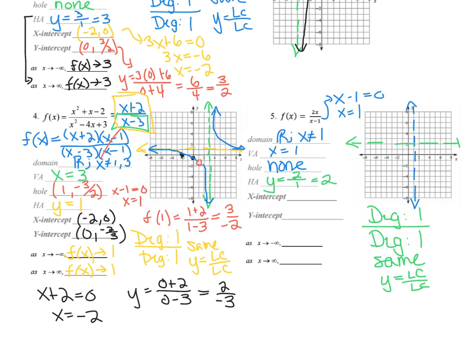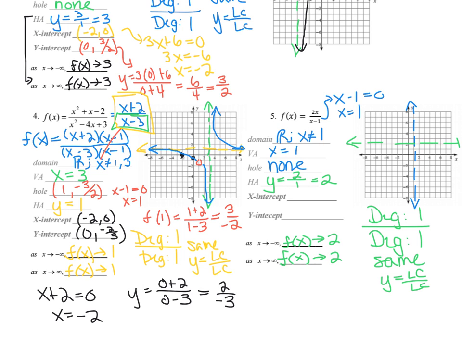And what that also means, I won't forget it this time, is that our end behavior, as x goes to negative infinity, f of x goes to 2. And as x goes to positive infinity, f of x goes to 2 as well. So end behavior and horizontal asymptotes always match.